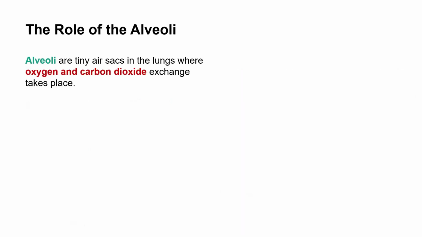So then what is the role of the alveoli? Alveoli are tiny air sacs in the lungs where oxygen and carbon dioxide exchange takes place. Strictly speaking, an alveolus is an air sac that is found in the lungs, and the major function of the lungs is to allow the exchange of carbon dioxide and oxygen. So that is exactly where the gaseous exchange takes place. It takes place in the alveoli.